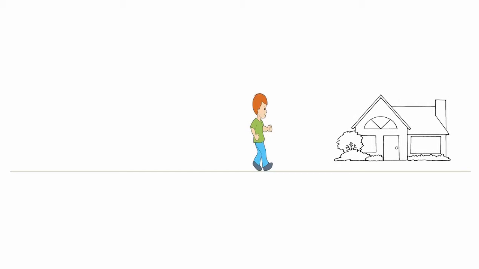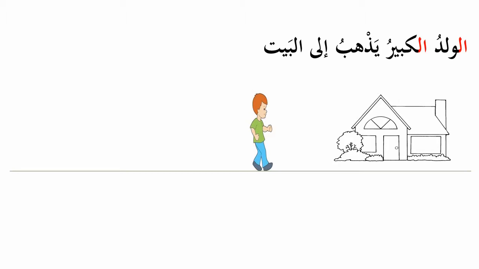Okay, let's see if we can get this one right. Aina yadhabu al-waladu al-kabiru? Say the whole thing. Al-waladu. Al-kabiratu? No, this is a boy. Al-kabiru. Yadhabu. How do you say to? Ila. Yeah, very good. Ila al-bait. Al-waladu al-kabiru yadhabu ila al-bayt.